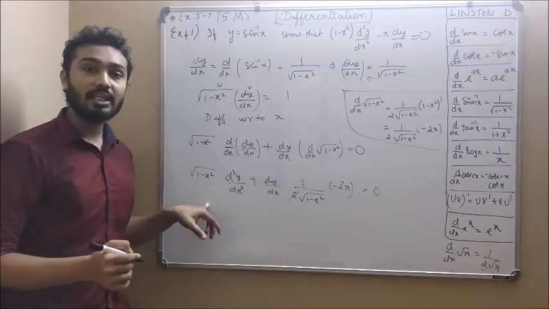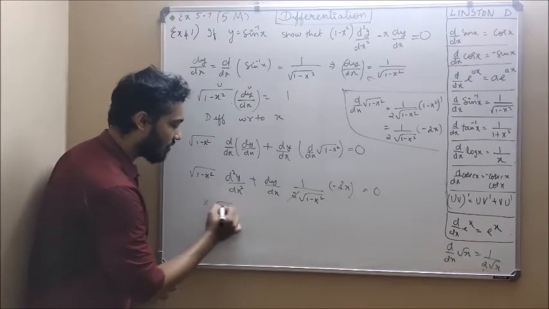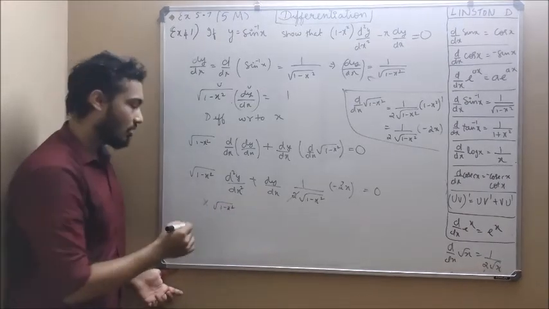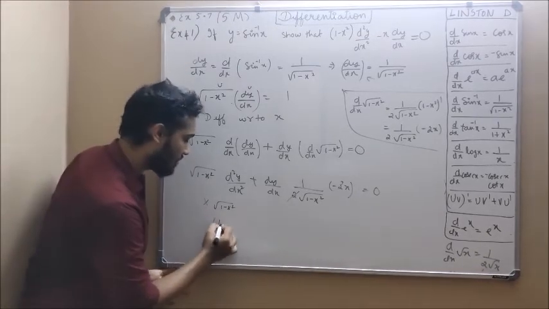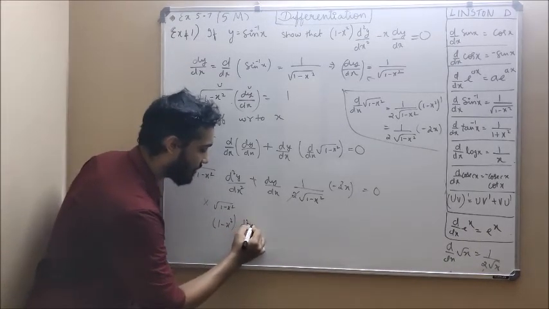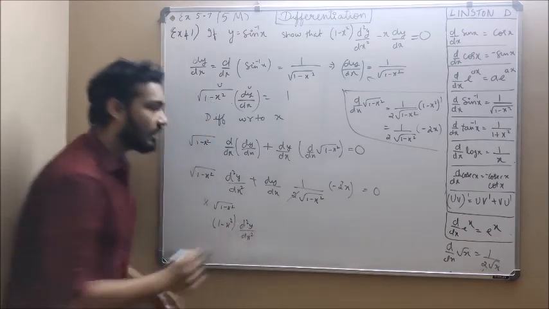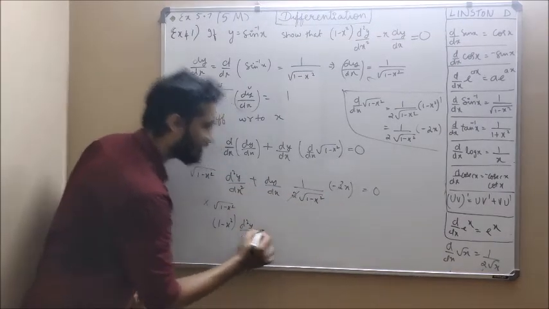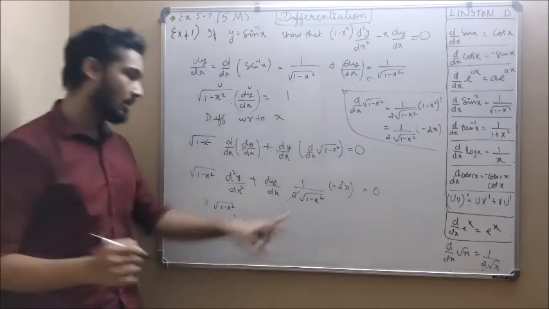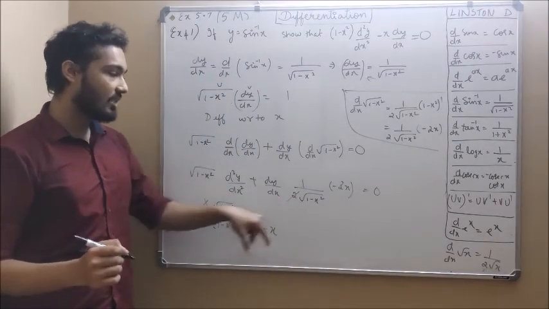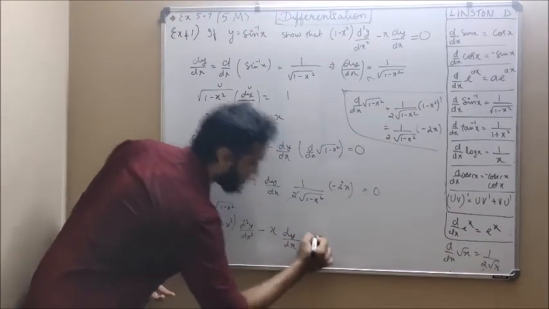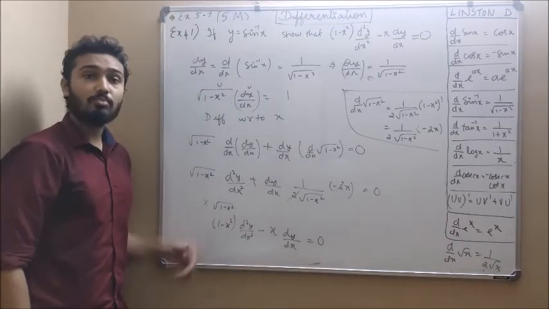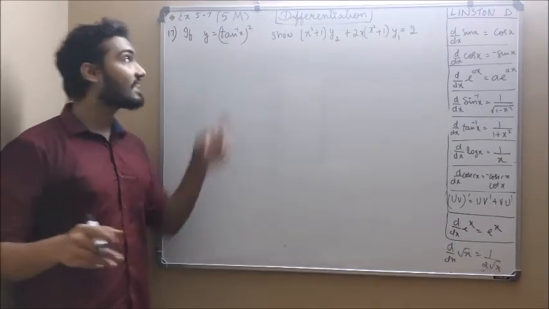Next step here, multiply by root of 1 minus x square on both sides. So what you get? So minus root of 1 minus x square into root of 1 minus x square, this is 1 minus x square, d square y by dx square. Then here minus is there, minus x. We are multiplying root of 1 minus x square, so root of 1 minus x square will cancel. So minus x, what will remain? Dy by dx equal to 0. So this is the answer. Pause the video and take note. We'll proceed with exercise 5.7.